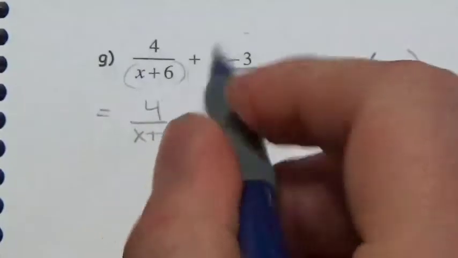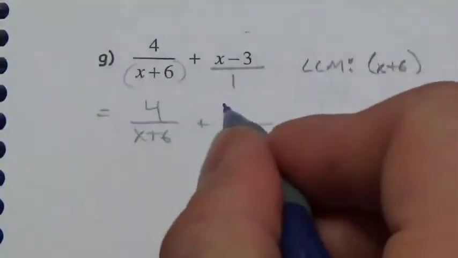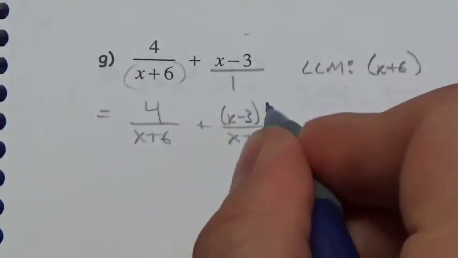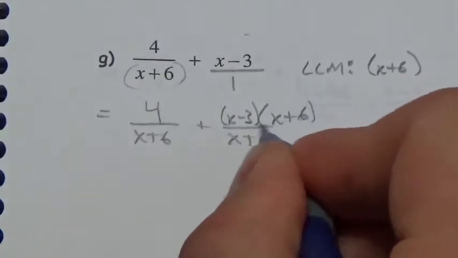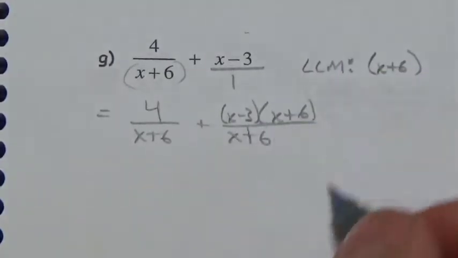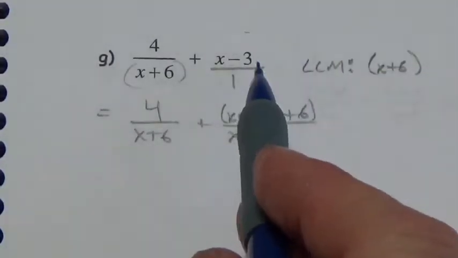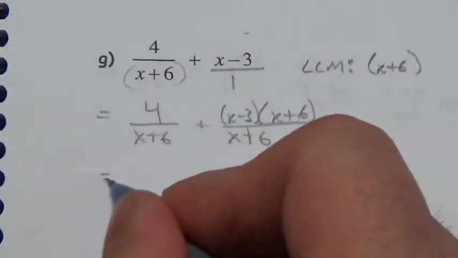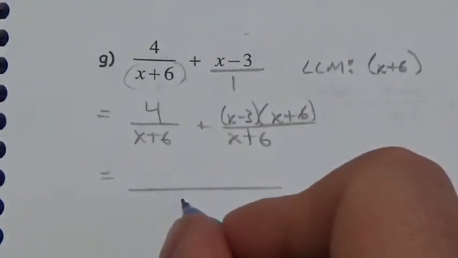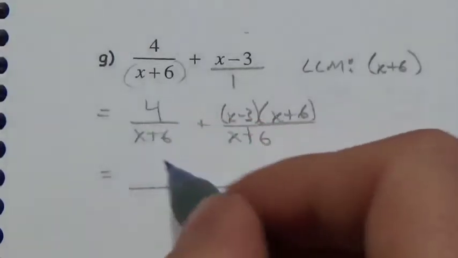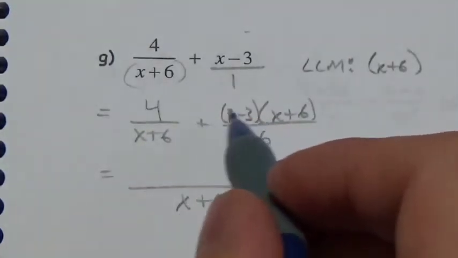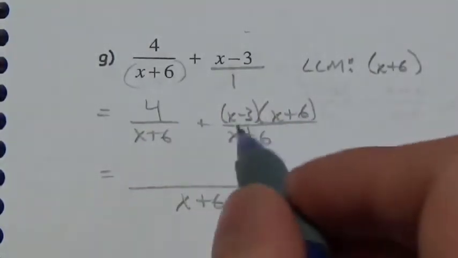Now this is going to be 4. I didn't need to change anything there. But here, this had an x minus 3. I simply have to multiply that by that x plus 6. So I multiply numerator and denominator by x plus 6. So this is all going to be over that x plus 6. I have 4 over x plus 6, plus x minus 3 times x plus 6, over x plus 6.